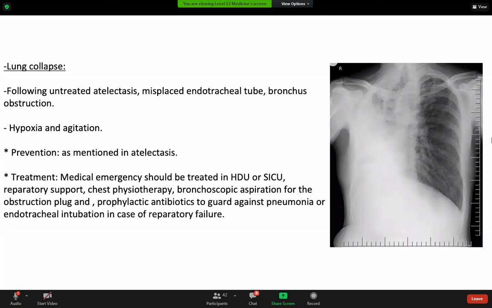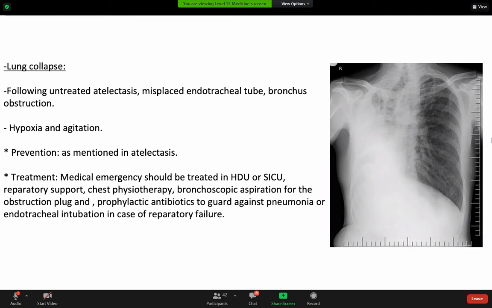This atelectasis can turn into lung collapse, complete lung collapse. Okay. Following untreated atelectasis, what will happen? Hypoxia and agitation. To prevent it, as we mentioned in the atelectasis, same things. Treatment depends on how bad the lung collapse is.